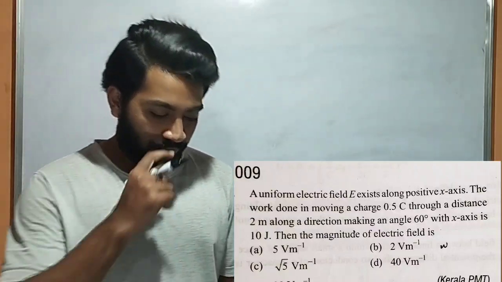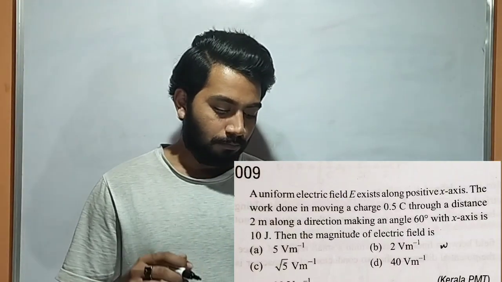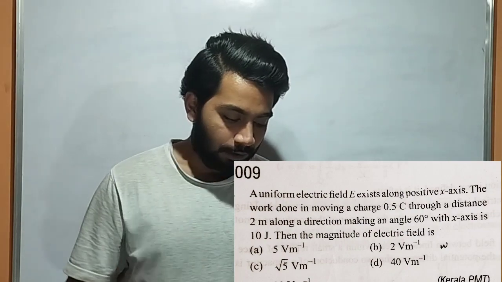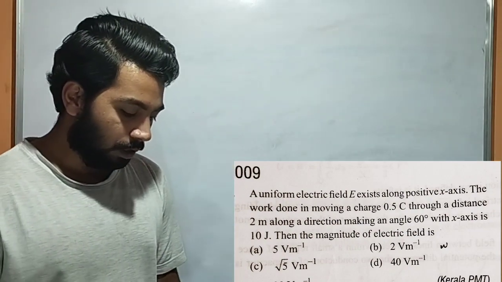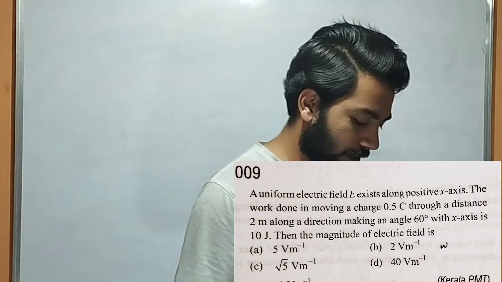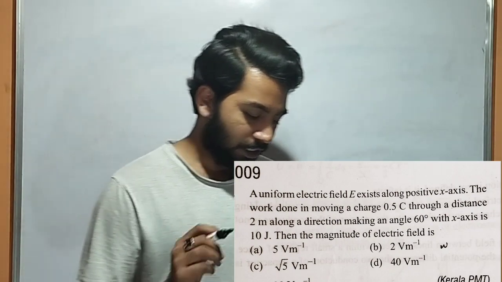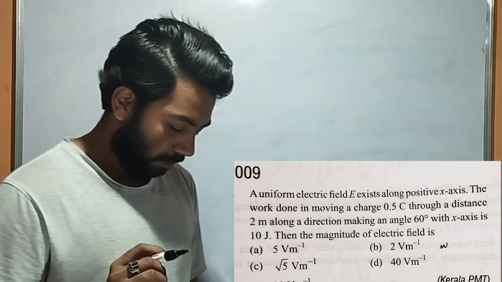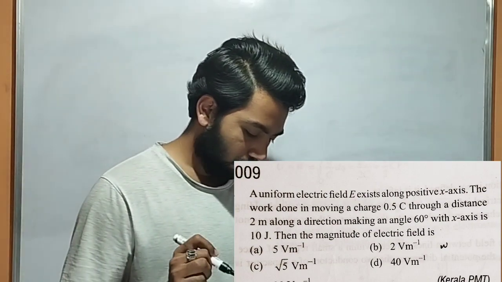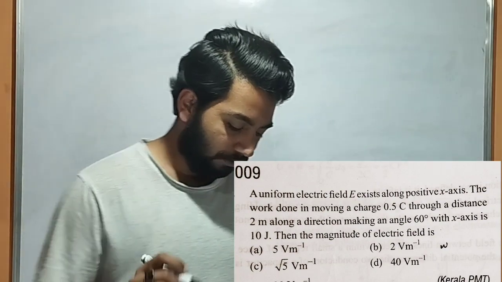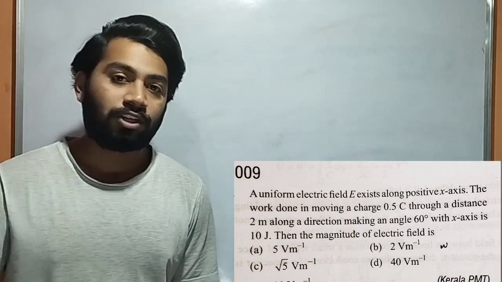A uniform electric field E exists along the positive x-axis. The work done in moving a charge of 0.5 coulomb through a distance of 2 meters along a direction making an angle of 60 degrees with the x-axis is 10 joules. The magnitude of electric field is, okay, this is your first question.